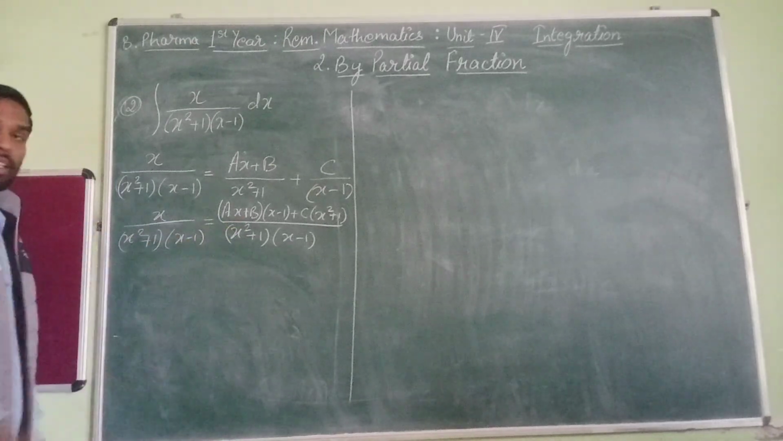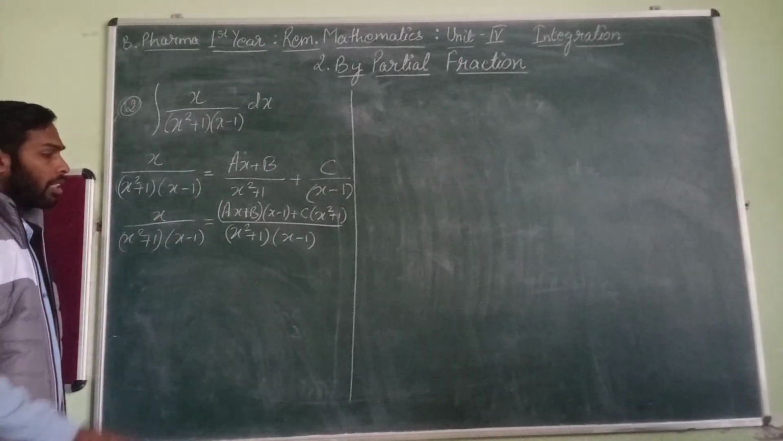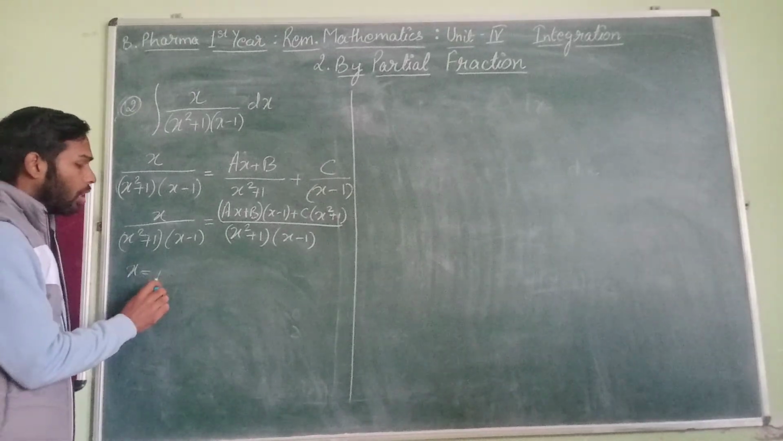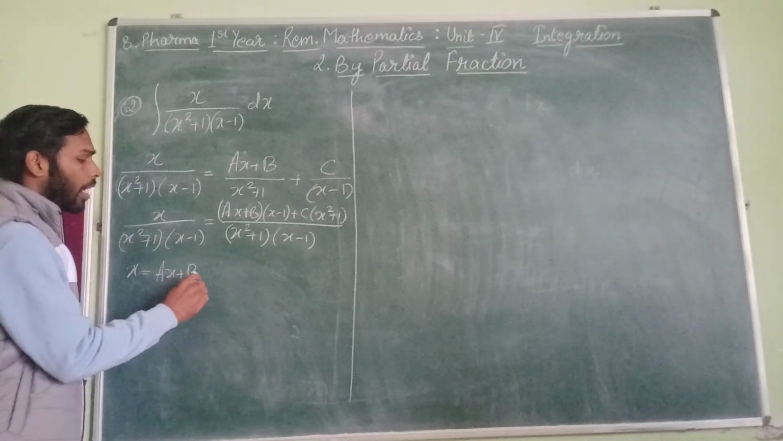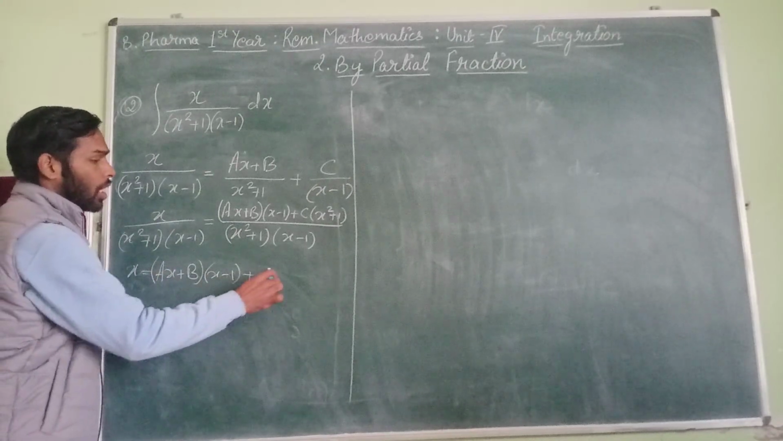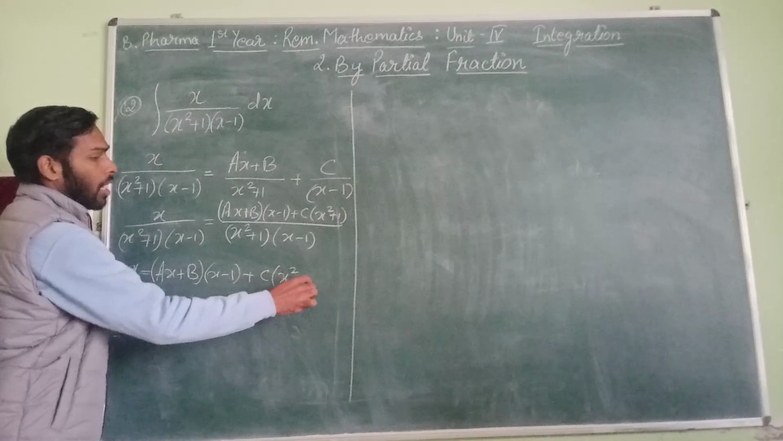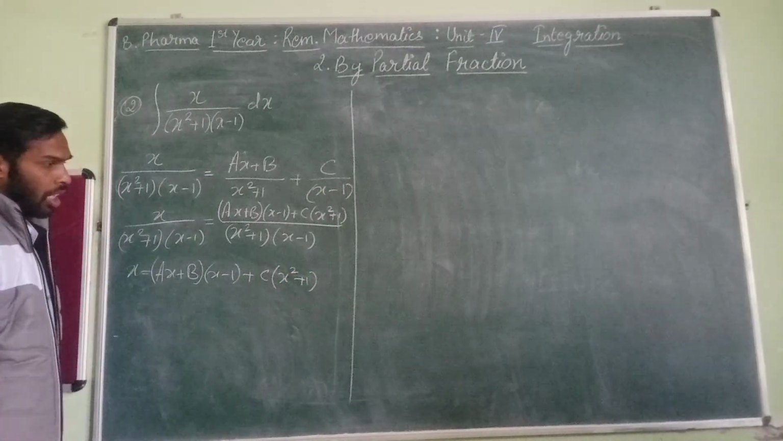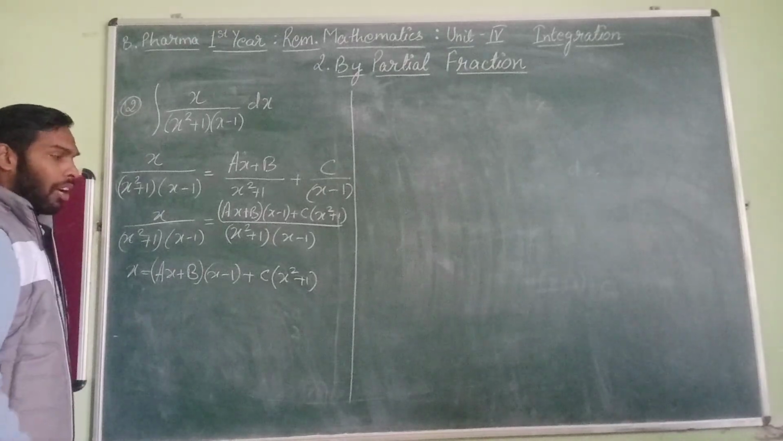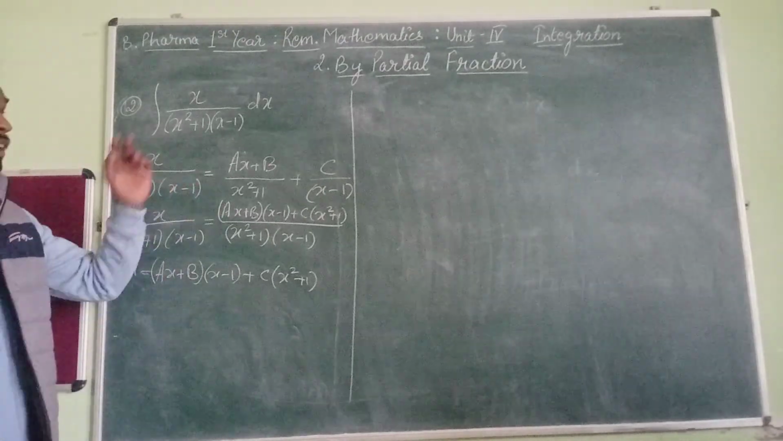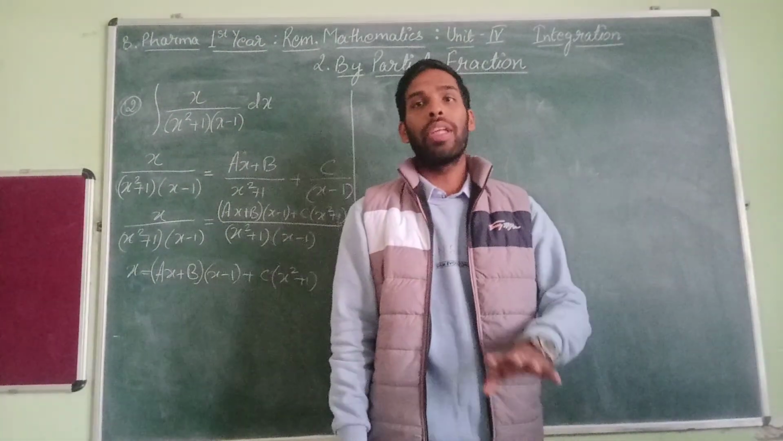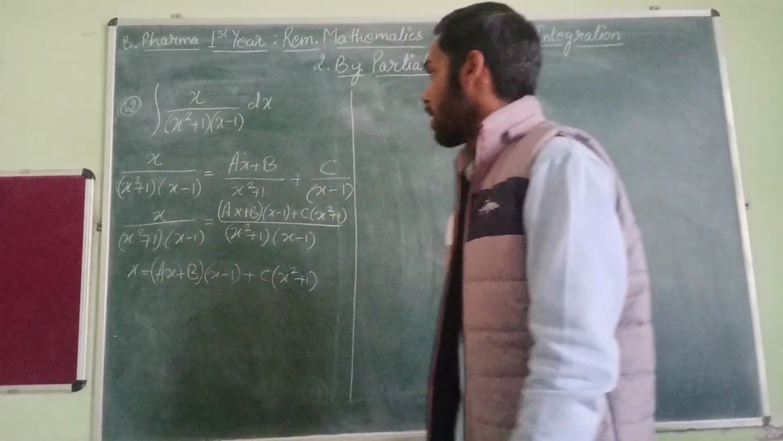See, now on both sides the denominators are the same, so they will cancel, and the only thing remaining is the numerator side. So x equals (ax plus b) into (x minus 1) plus c into (x square plus 1). After that, we have to find the values of the three constants. In this question, three constants are there, a, b and c. So the main thing is to find the values of a, b and c.